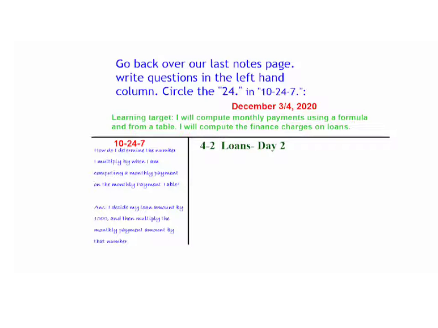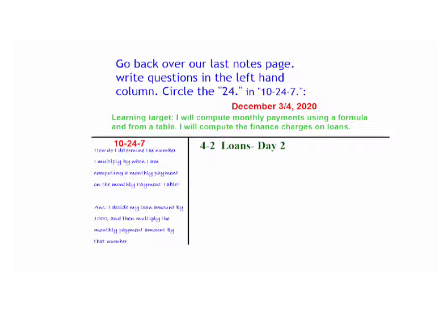Remember that the table is based on a $1,000 amount. So you divide your loan by $1,000 and then multiply the monthly payment by that number. So if you had an $8,000 loan, you divide it by 1,000, you would get 8. Whatever the table says the monthly payment is, you would multiply by 8 to get the correct monthly payment amount.